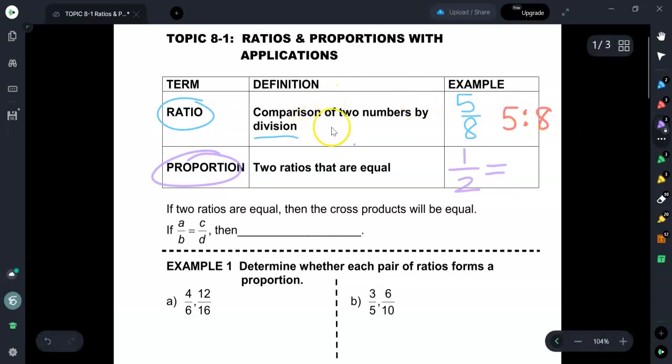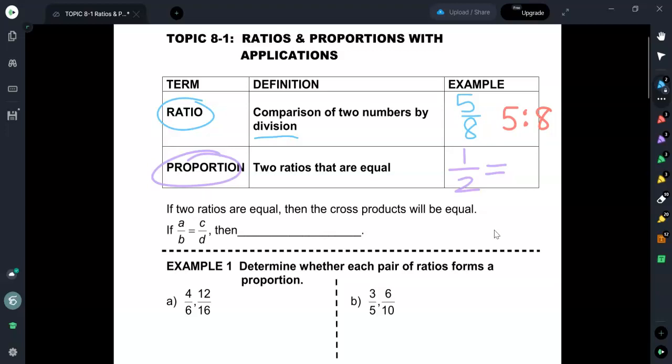So we have ratios. A ratio is a comparison of two numbers by division, and we see ratios in a multitude of ways. Ratios can be seen pretty much everywhere. Anytime you have a fraction, it's a ratio. You're basically just comparing two values, which is what a fraction is doing. You will see fractions and ratios everywhere.